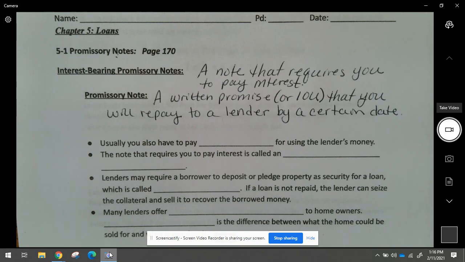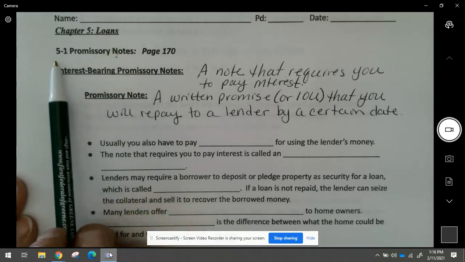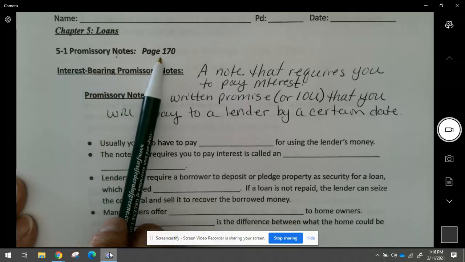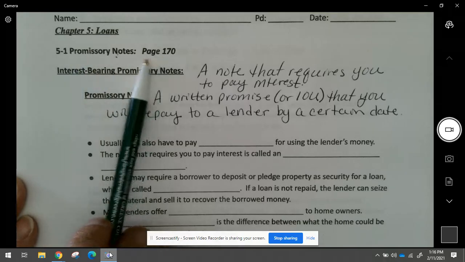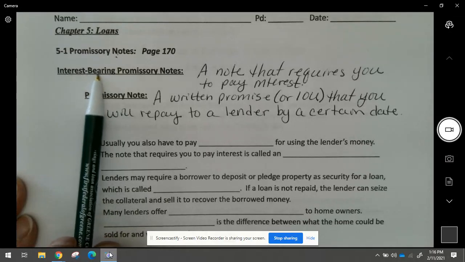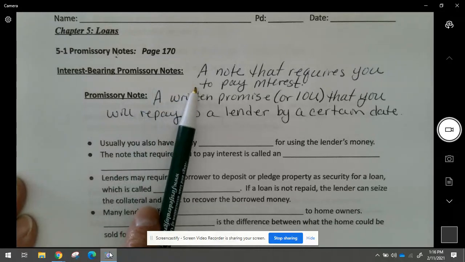Hi, Business Math. Today we're moving on to Chapter 5, which is an entire chapter dedicated to loans. Section 1 is on promissory notes, and it starts on page 170 in your textbook. Our first term that we need to understand is interest-bearing promissory notes. It's a note that requires you to pay interest.